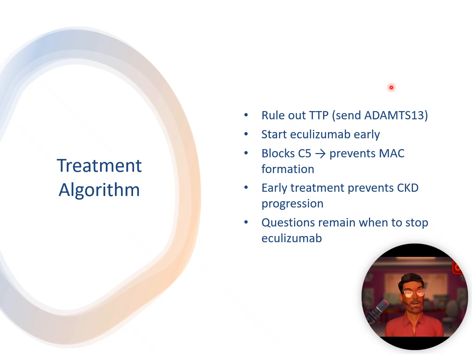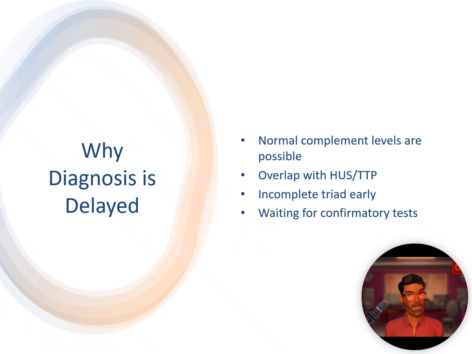We discussed eculizumab blocks C5, prevents MAC formation. Early treatment prevents CKD progression and possibly some ESRD, as well as acute dialysis. Questions remain when to stop eculizumab. As we discussed, there are recurrences, and the question is, when do we stop eculizumab if we can? Diagnosis is sometimes delayed because normal complement levels are possible, and that can make the diagnosis confusing, with overlap with other diseases, and waiting for confirmatory tests.